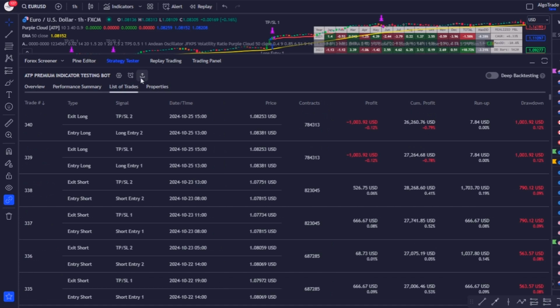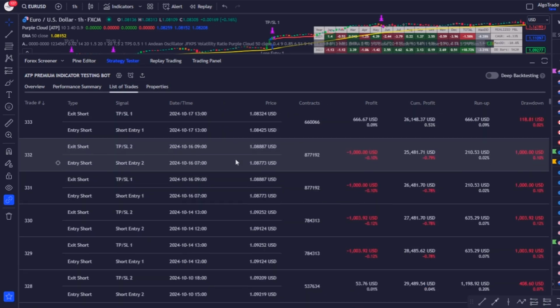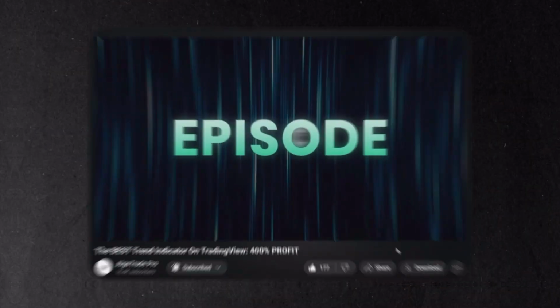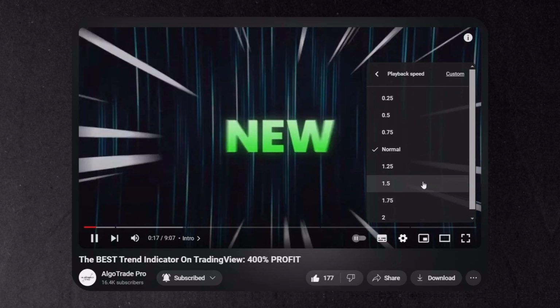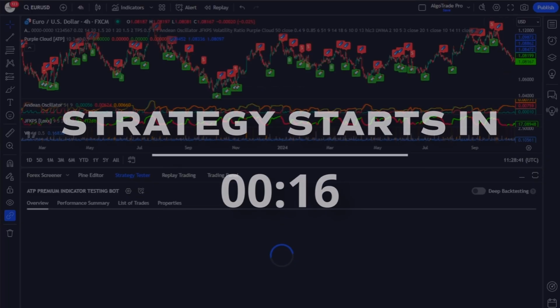Since I have the premium TradingView plan, I can download all the trades the bot executes, which I will use to create my trading journals with all the information about this strategy. I will speed up this part, but feel free to slow down the video if you would like to catch each detail. I will see you in a few moments.